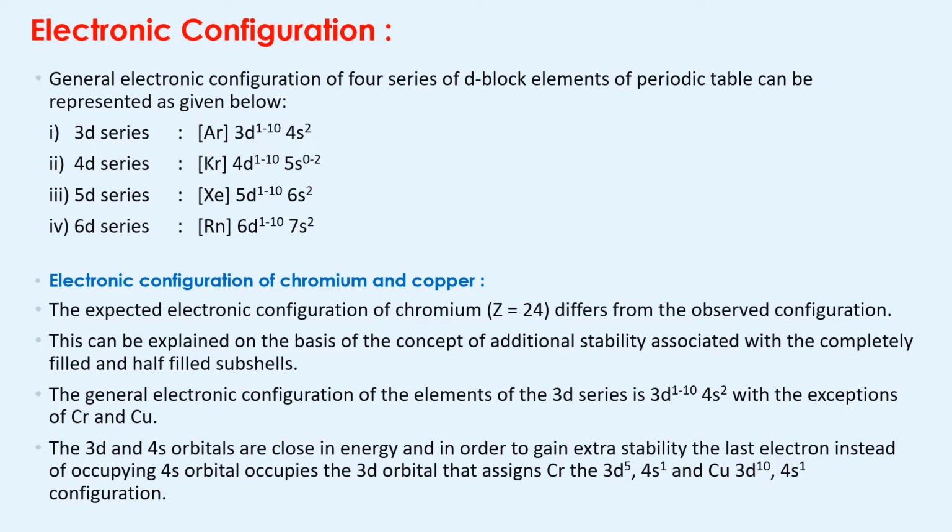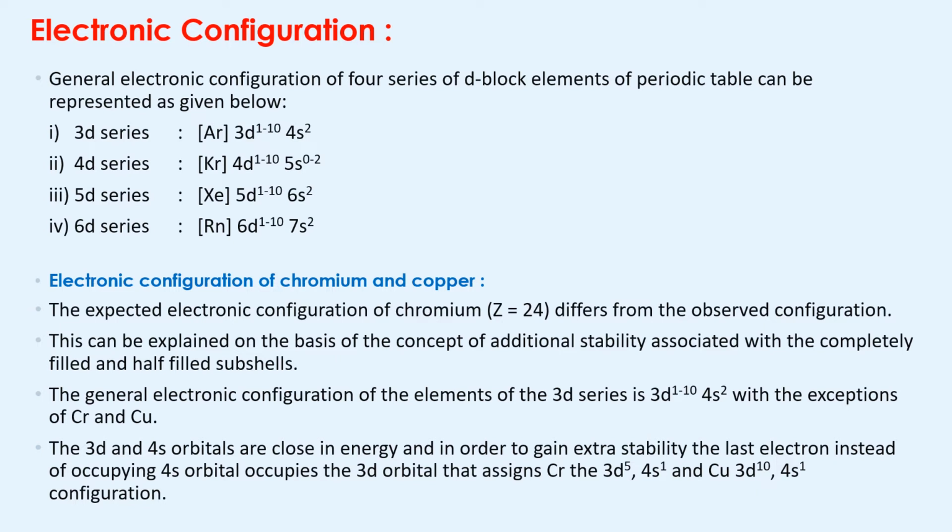Why does this happen? The 4s electron can shift to the 3d because the 3d and 4s orbitals are very close in energy. So that's why one of the electrons from 4s gets shifted to the 3d. A similar case happens with copper. So what is the atomic number for copper? That is 29. When you write the expected electronic configuration for copper, you write it as argon 3d9 4s2.